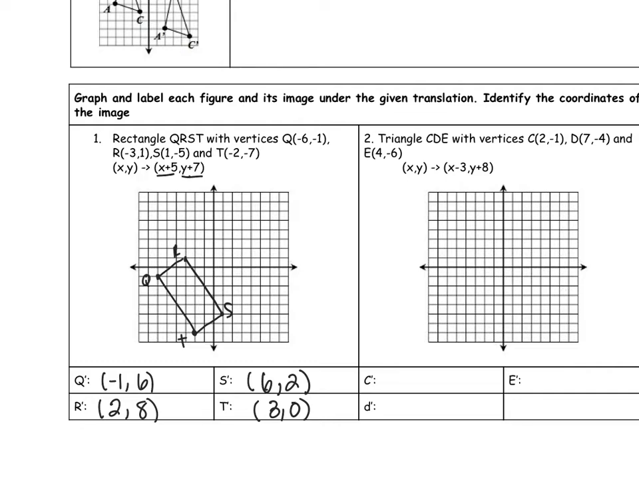So -1, and then 6. So -1, 1, 2, 3, 4, 5, 6. That's our Q prime. R prime is now 2, 8. Okay, so S prime is 6, 2. And T prime is 3, 0. And that's it. Once we graph that, that's all they wanted.